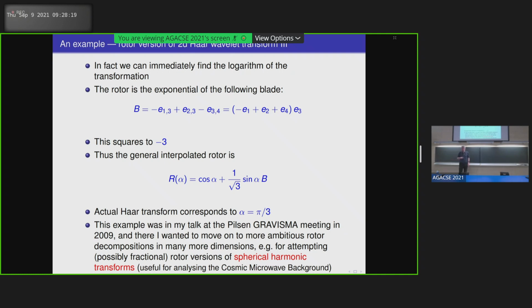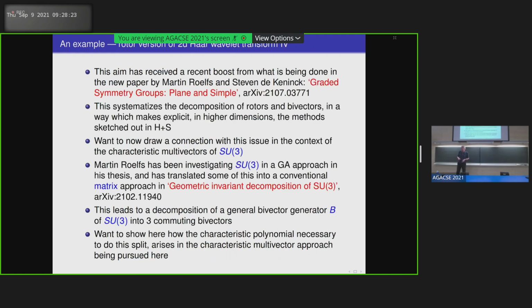Now, also I wasn't working systematically on this. Now, I think this is a very good time to go back to that sort of endeavor, given this recent paper from Martin Roelfs and Steven De Keninck.